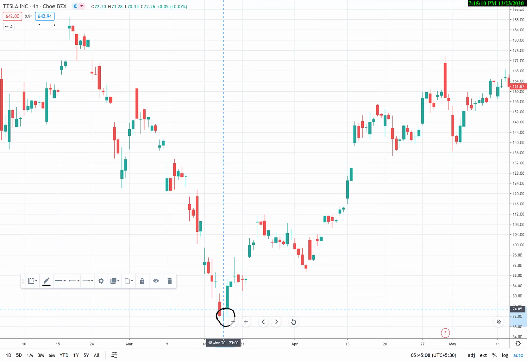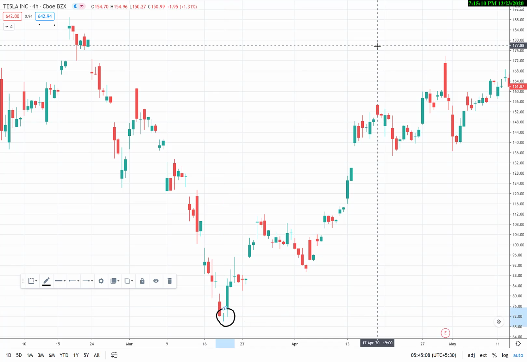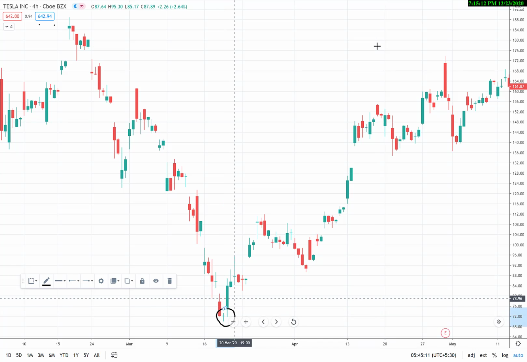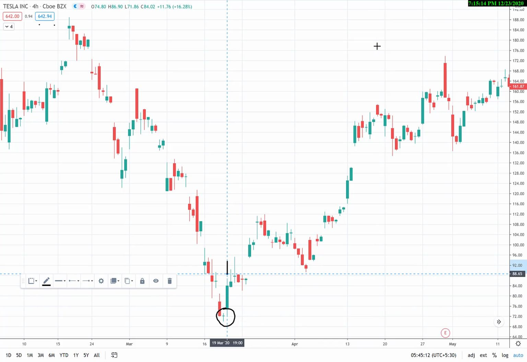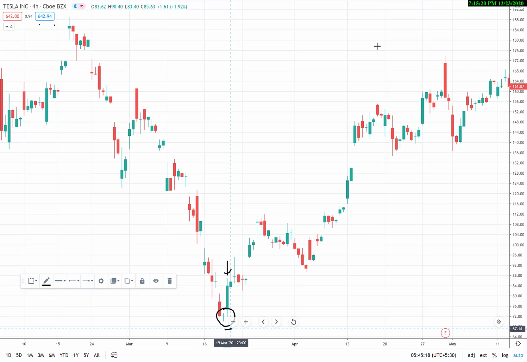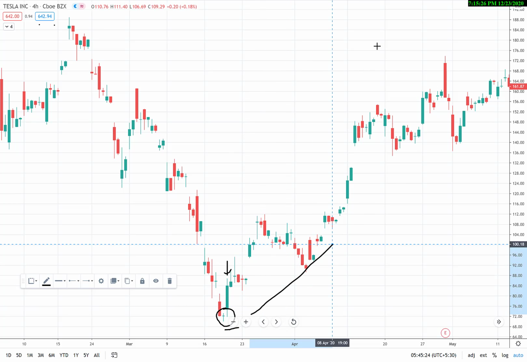Let's look at this chart, and again, this is the Tesla 4-hour chart. If you see here, there is a proper downtrend move, and we spotted a dragonfly doji at the end of that downtrend. Like I said, we will not enter the trade on the first day. We will wait for the confirmation, and we would have gotten the confirmation on the second candlestick. We entered the trade with the stop loss below the low of the doji, and look at the move that you got.